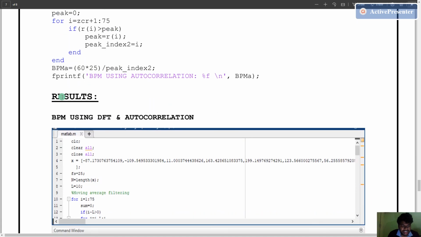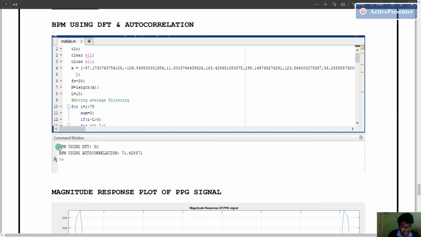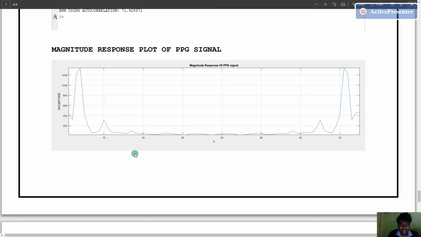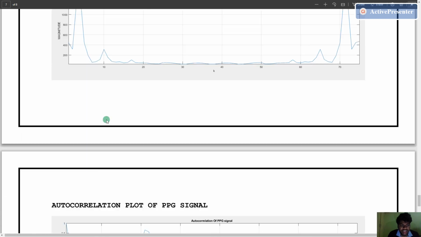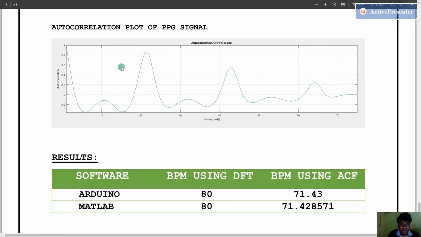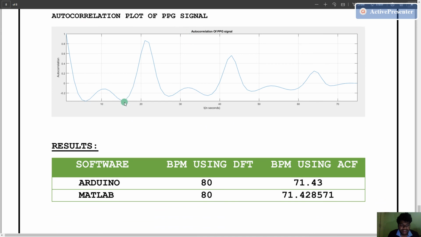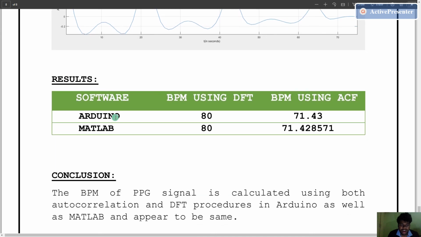Now the results are as follows. Here we obtain the same results as obtained using the Arduino software. BPM using DFT is 80 beats per minute, and BPM using autocorrelation is 71.4281. That is not that much. And similarly, the magnitude response of the PPG signal in MATLAB is as follows. Similar plots are observed, and the autocorrelation plot of the PPG signal in MATLAB. The results are as follows in both Arduino and MATLAB software. Beats per minute is the same, and BPM using ACF is slightly different due to the float type variable.